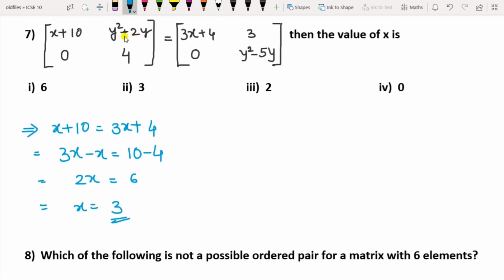The matrix x plus 10, y square plus 2y, 0 and 4 is equal to the matrix 3x plus 4, 3, 0 and y square minus 5y. You have to find the value of x here. Since the matrices are equal and both are of order 2 by 2, this element is equal to this element. Therefore x plus 10 equals 3x plus 4. Now take the like terms together and you get the value of x as 3. So this is the correct option.